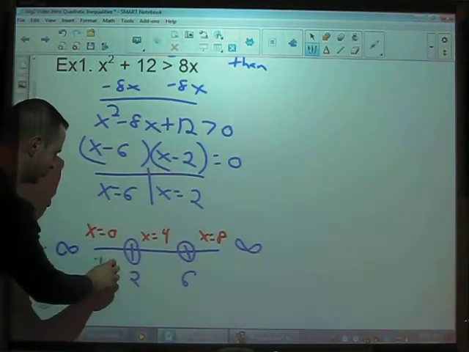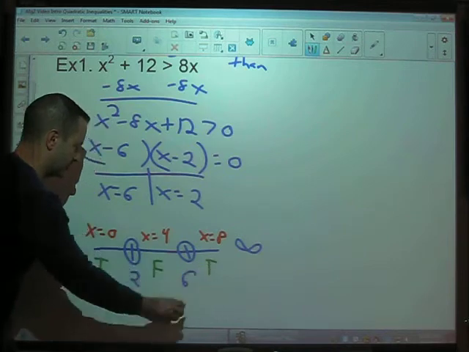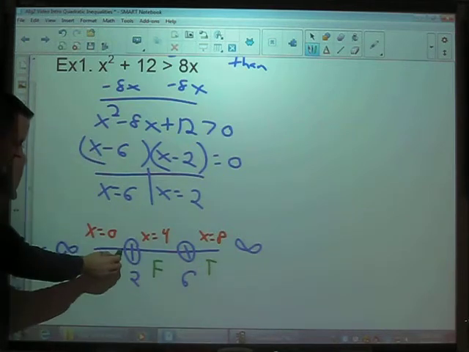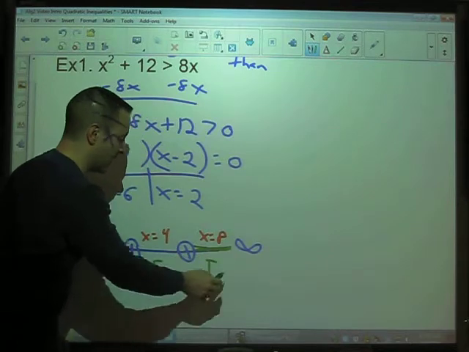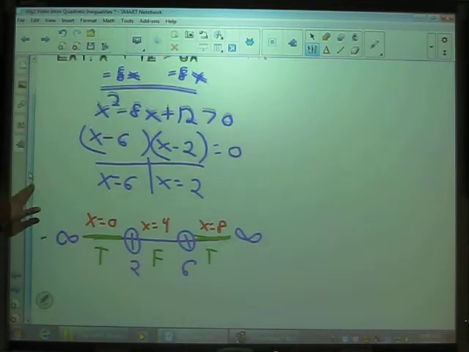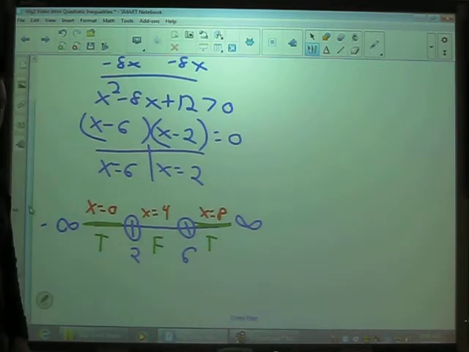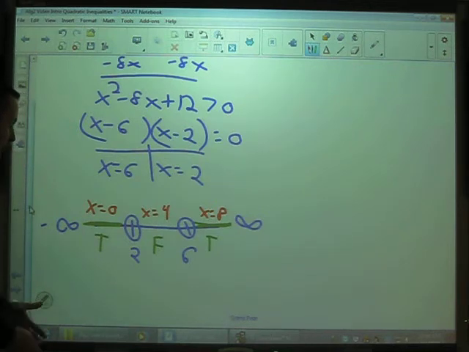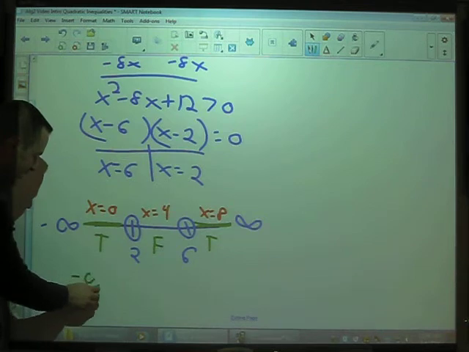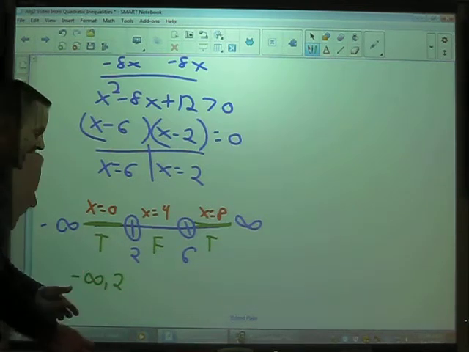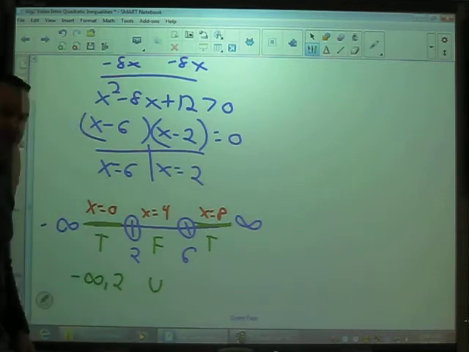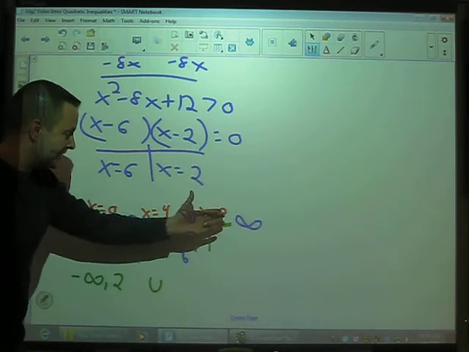So we had true, false, true. So that means my solution set, one's on this side and one is on that side, giving me two separate sections. The way we would identify this in interval notation is we go from least to greatest. So this is my lowest value here, negative infinity, up until 2. Then we have another section, so I'll use the union symbol to identify that, and we're going to go from 6 to infinity.